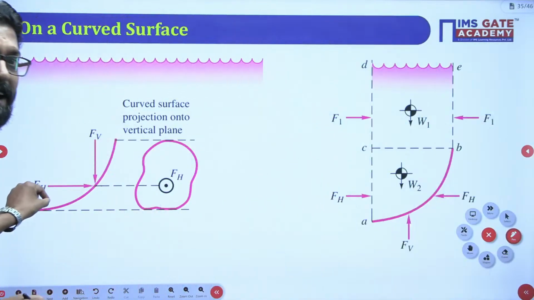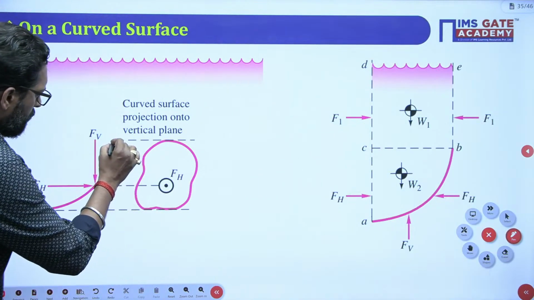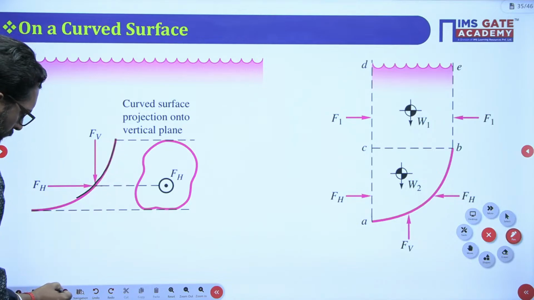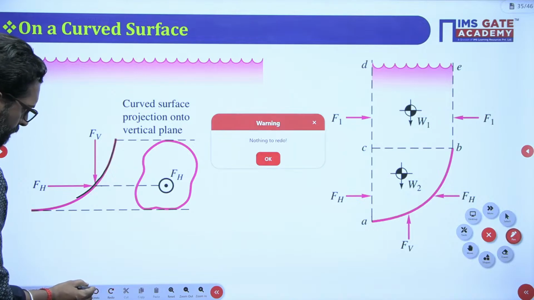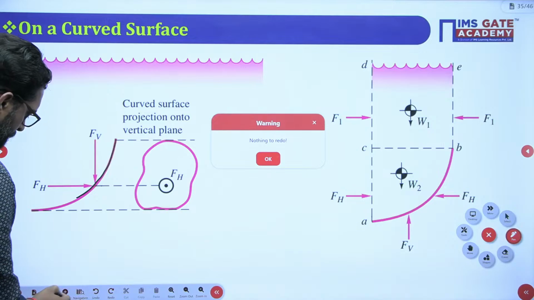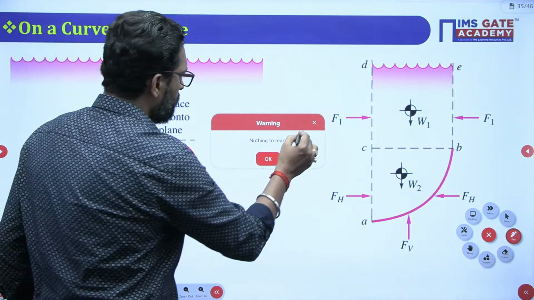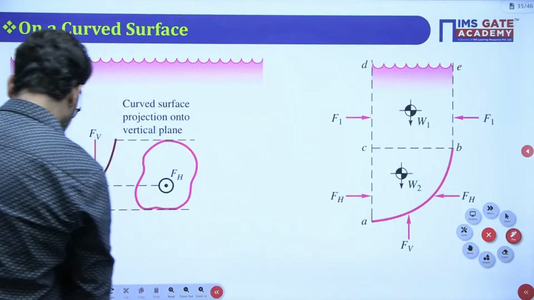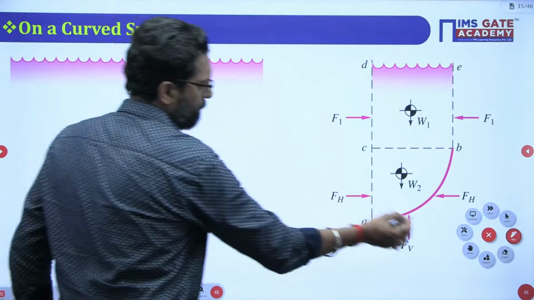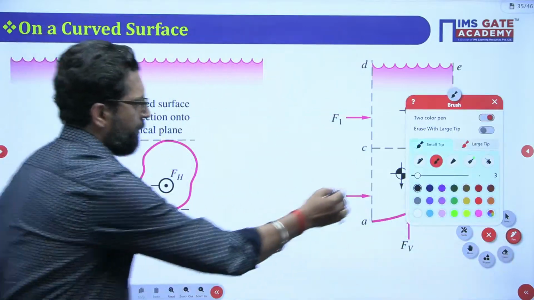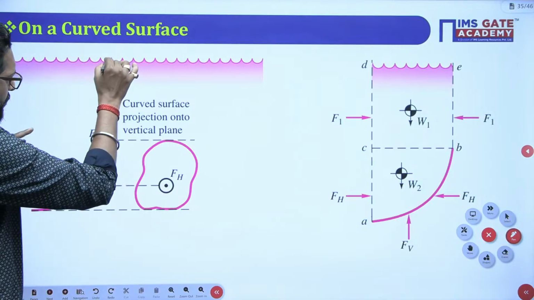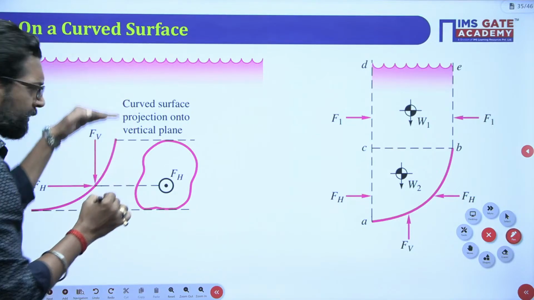We are showing an edge view. So this is your curvature, any curvature. Okay, this is any curvature, my dear. Now, my dear, see this one. This curvature is a little bit far below that free surface.